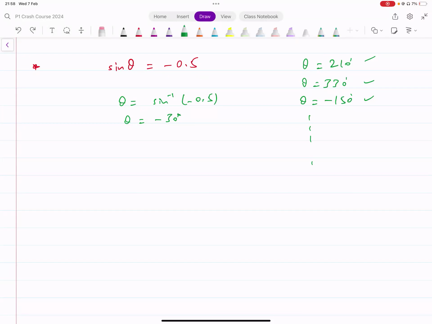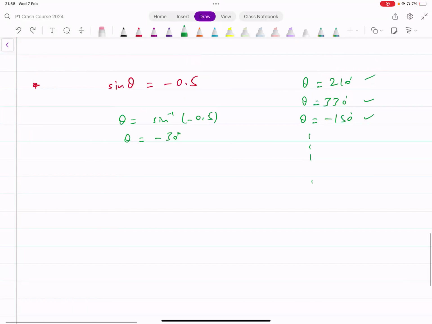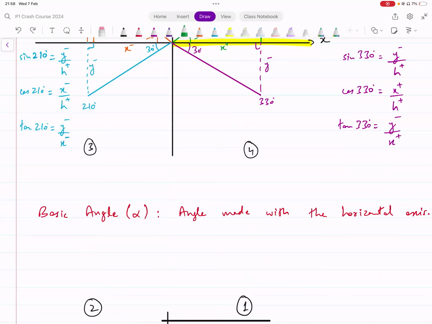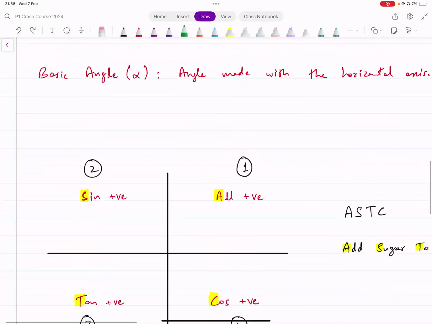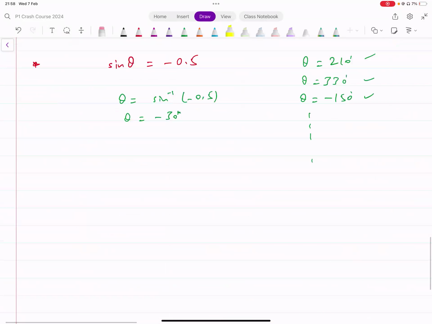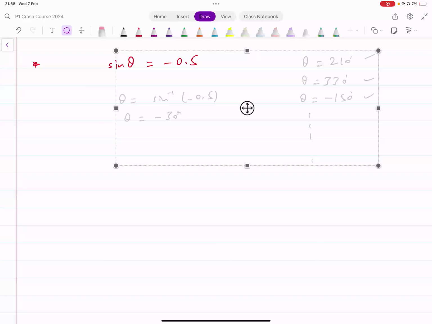So how do you find the rest of these answers? To find all the rest of those answers, you will need to use these things that we have just learned. Two things that are important: basic angle and quadrants. We're going to use those concepts now to understand how to solve equations like these. So we can't do sine inverse directly like this. We understood why, because that will only give us one value. We would miss out on so many other possible values that we could have from that equation. So how do we solve equations like these? Then let's go through this process.